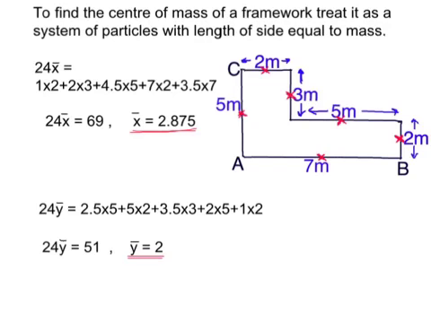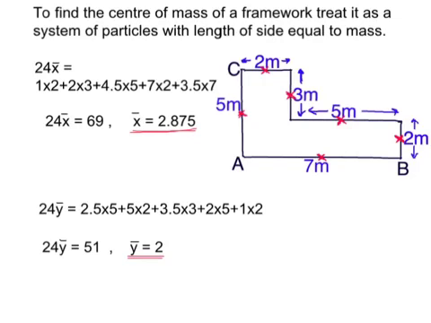Right, so now we have a framework. Loads of people don't read properly and treat it as a laminar. That is wrong. It's a framework, so treat each uniform rod separately: the centre of mass of each rod acts in the centre of the rod, so you've effectively got a system of particles. So we do exactly what we did in the very first part of the first video.